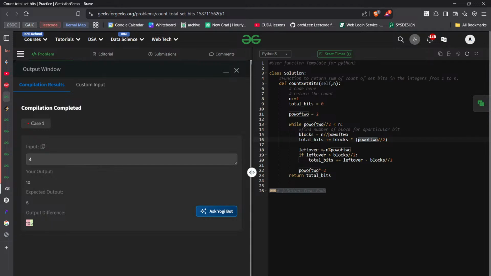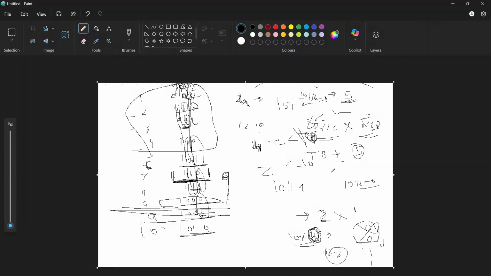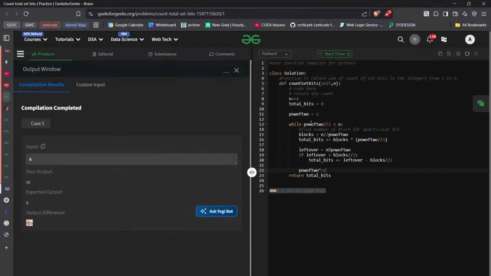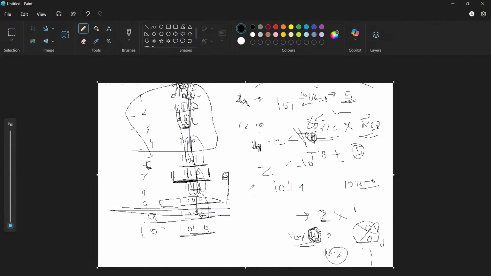Leftover is equal to n 4 modulo 4 is 0, no leftover. Now we do power of 2 raised to 2. 4 square 16. Okay, so if power of 2 is 16, 16 divided by 2 is 8. Is 8 less than 4? No. So we have written the answer.